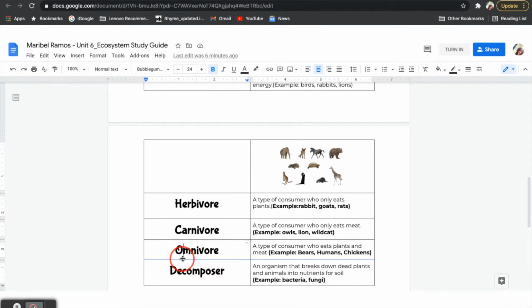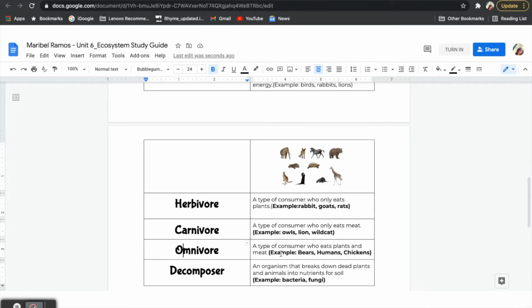And then something that we call omnivores. Omnivores are also consumers. However, omnivores are different from carnivores and herbivores. Omnivores are not that picky. They will eat both meat, like different animals, but will also eat different producers like grass or flowers. Some examples of omnivores are bears, humans, and chickens. Omnivores will eat plants and meat.